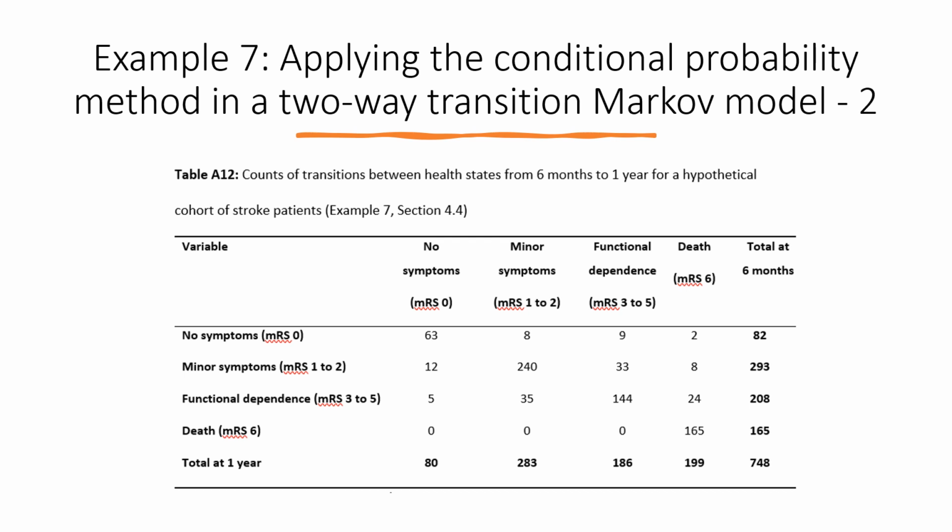The row total was the number of patients in each health state at 6 months post-stroke, and the column total was the number of patients in each health state at 12 months post-stroke. For example, of the 208 patients in the functional dependence state at 6 months, 144 patients remained in that health state, 5 transferred to no symptoms, 35 transferred to minor symptoms, and 24 died between 6 and 12 months post-stroke.